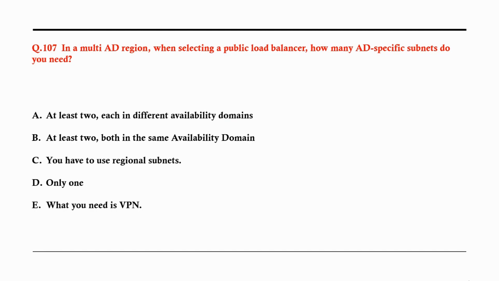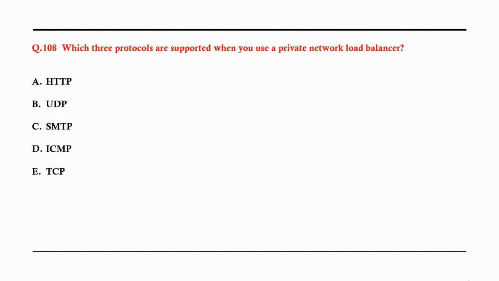Question 107. In a multi-AD region, when selecting a public load balancer, how many AD-specific subnets do you need? AD stands for availability domains. So the correct answer is A, at least two, each in a different availability domain.